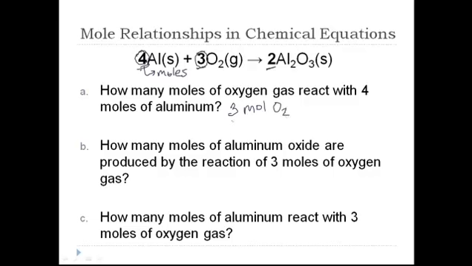How many moles of aluminum oxide are produced by the reaction of 3 moles of oxygen gas? Again, they give us 3 moles of oxygen gas in the balanced equation. So we just look over here, they're asking us about aluminum oxide, which is this one down here. There's a coefficient of 2. So our answer here is 2 moles of aluminum oxide.